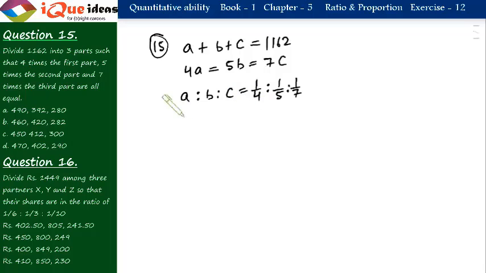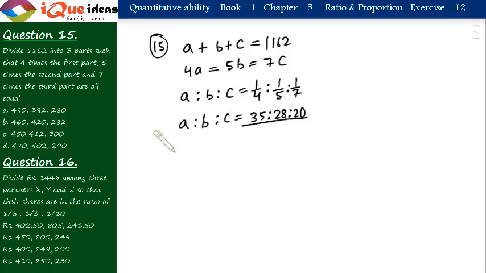Now simplify this. So A is to B is to C would be equal to, now here to simplify we'll have to multiply by the LCM of 4, 5, 7. The LCM of 4, 5, 7 would be 140. So 140 into 1 by 4 is 35, is to 140 into 1 by 5, that is 28, and 140 into 1 by 7 is 20. So the required ratio is 35 is to 28 is to 20. Now we can find all the values.